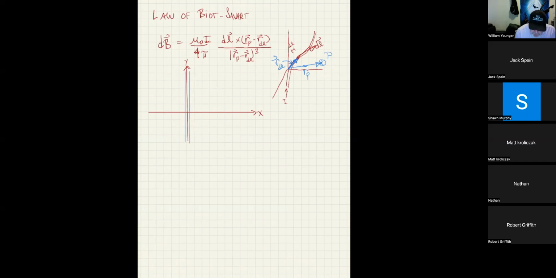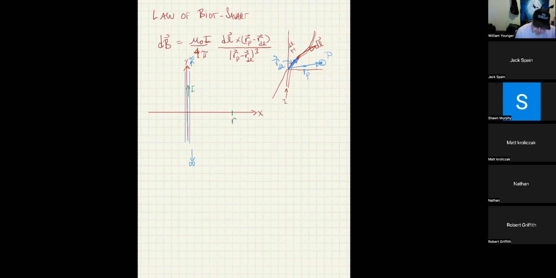This goes on for infinity this way and goes on for infinity this way. But the main thing is that there is a current I going upward.